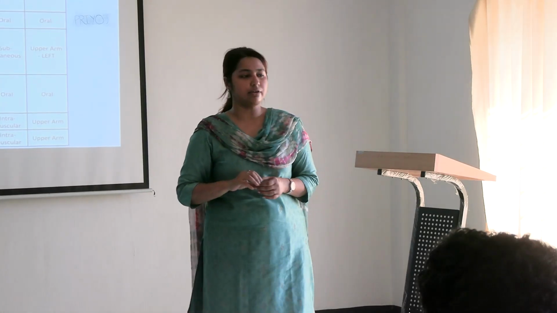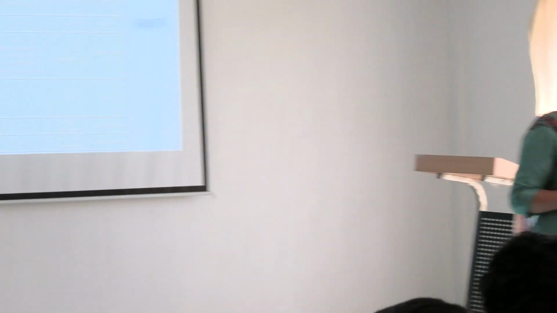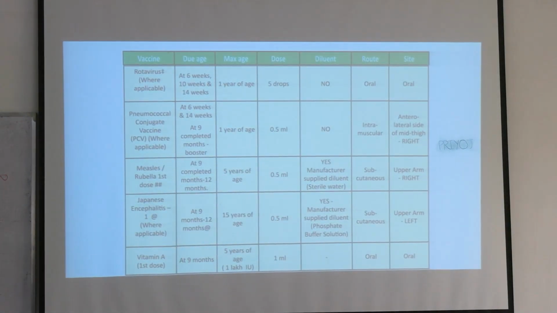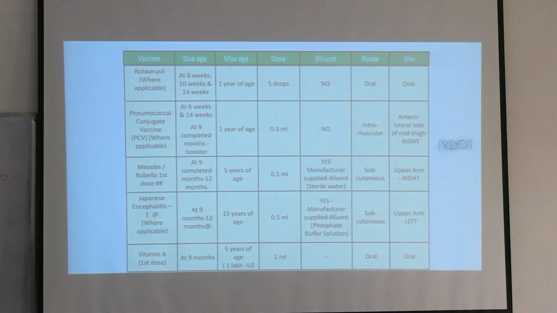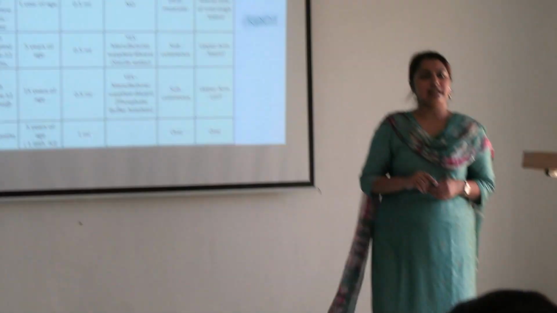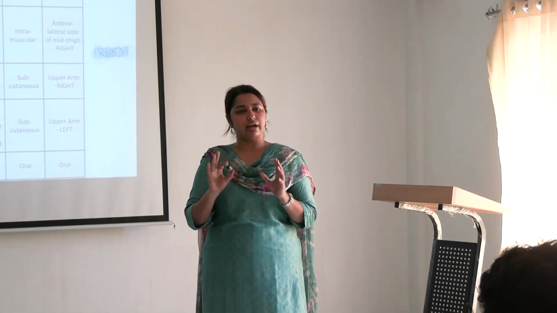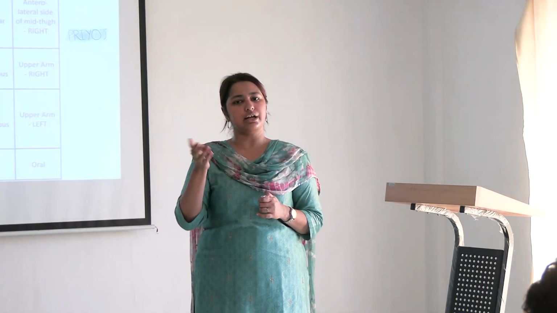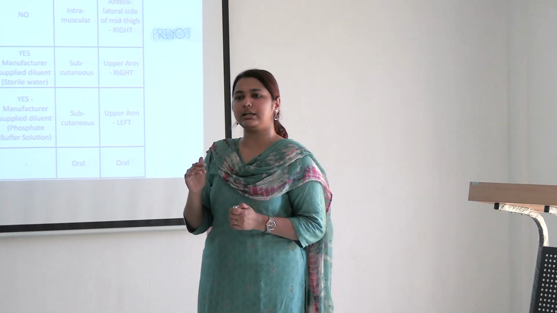Now, why two doses of measles rubella vaccine? Because it has been seen that the first dose gives only 85% efficacy, but if you take the second dose, the efficacy increases to 98 to 99%. So that means we can stop the transmission of measles and rubella completely.